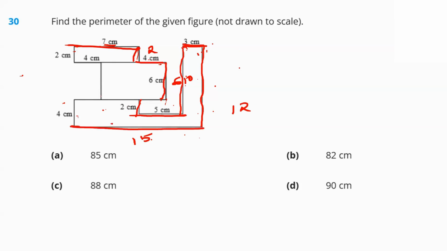55 plus 15, that's 70. Plus 4, 74. Plus 4, because this is also 4. So plus 4 is 78. 78 plus 6 plus 4, 88. 88 plus 2, the last part, 90. That's our answer, 90 centimeters.